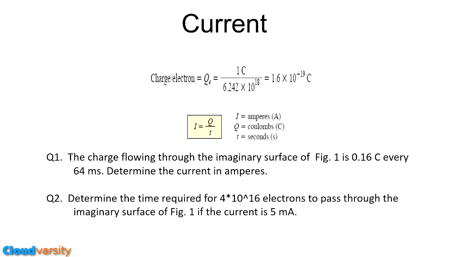So current equation is I equals Q by T. Q is the charge and T is the time. Charge is measured, as you all know, in coulombs, and time is measured in seconds. So if we divide charge by time, we'll get the current, basically.